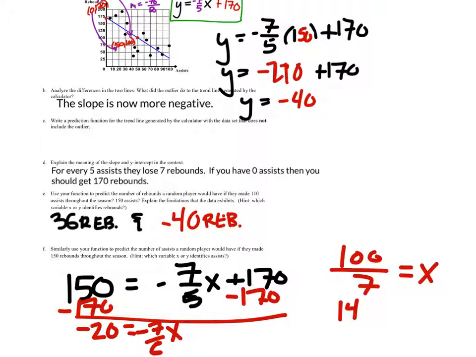100/7 is 14 and 2/7. That is assists. Which is okay. There are no limitations right there, since you can't get less than 0 assists, so we're in good shape. And since this one is a fraction, that's okay as well because we're just looking at averages and estimations. So if they did get 150 rebounds, you would expect them to get 14 or 15 assists throughout the year.